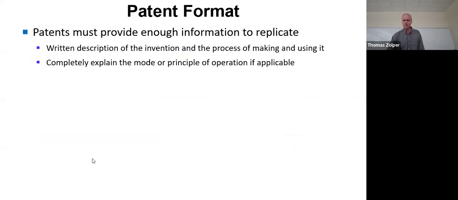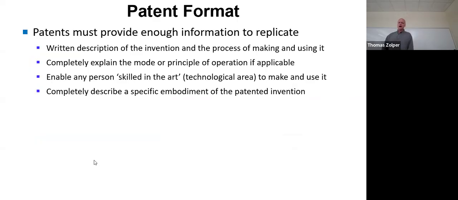So patents have to provide a lot of information. They have to include a written description of the invention and the way of making and using it. They have to completely explain the mode or principle of operation, enable anyone skilled in the art, that is to say, anyone with the right manufacturing skills, to be able to produce it and use it. And they have to provide a complete and specific embodiment of one instance, so to speak, of that patent.